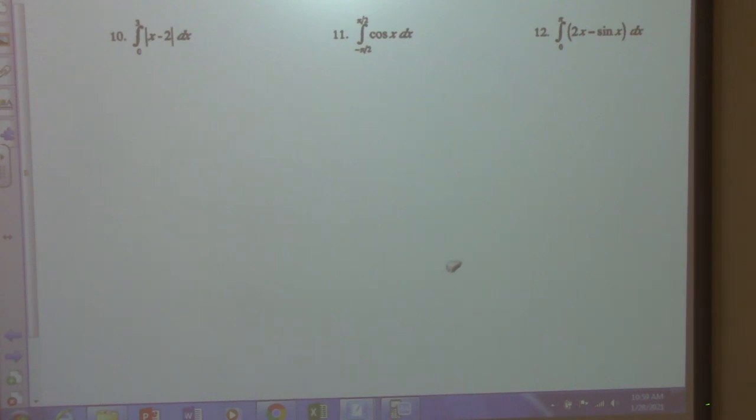All right, class, go ahead and do number 12. Work out number 12. What's going to be your integral of sine? Or what's your integral of negative sine? Cosine? It will be positive cosine, right?